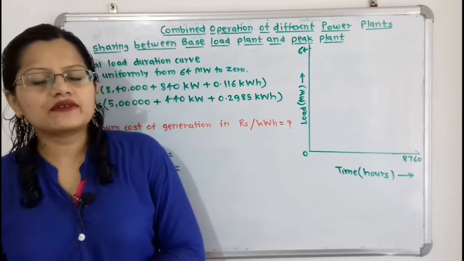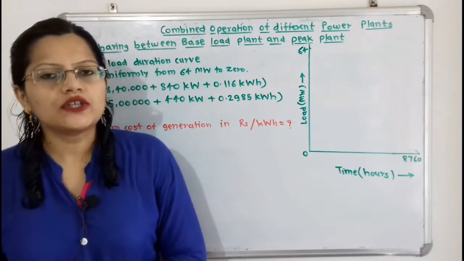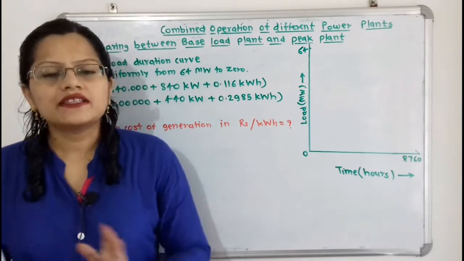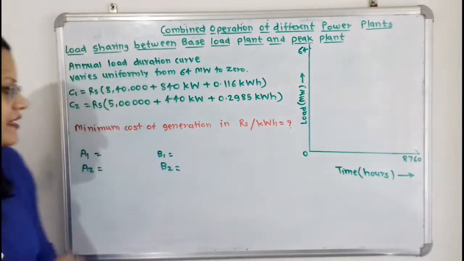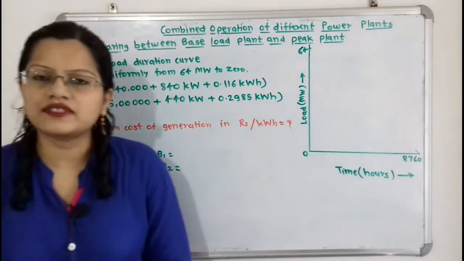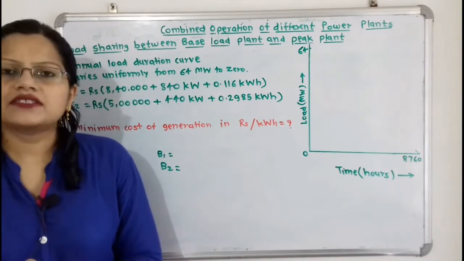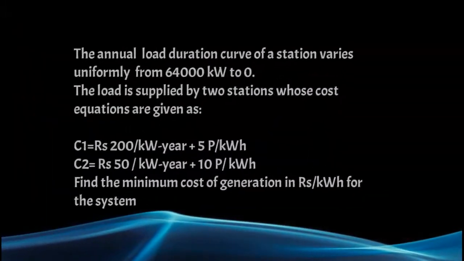Today we are going to solve a problem on load sharing between base load plant and peak load plant. In this video we are going to find out what is the minimum cost of generation in rupees per kilowatt hour. First I will read what is the given question.